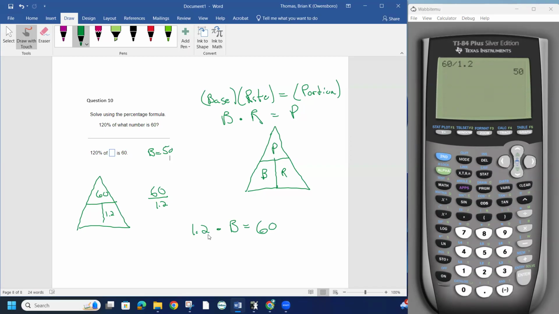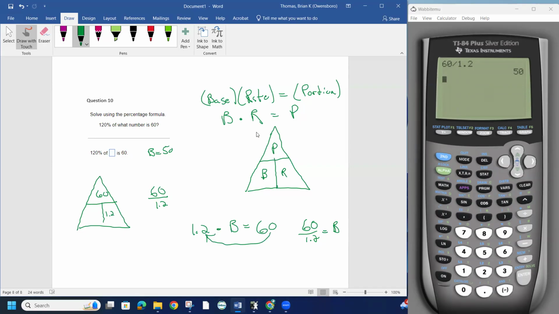But notice that to solve this, instead of using multiplication, we think backwards and use division. So if we go backwards, 60 divided by 1.2 should get us back to the base amount. Instead of guessing and checking, we could just go backwards and use division to solve that problem. So that's what that kind of looks like.